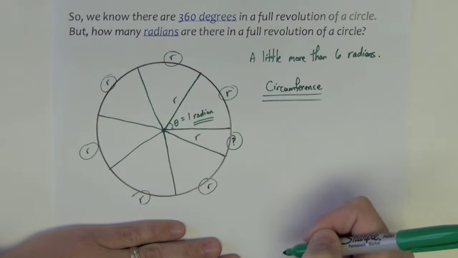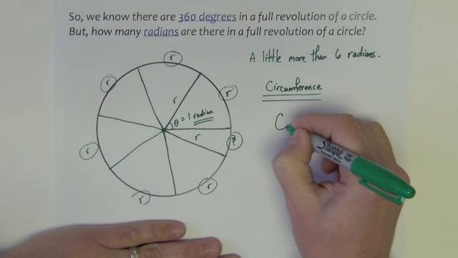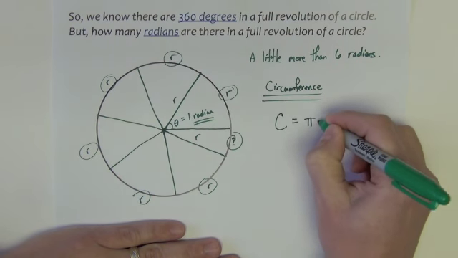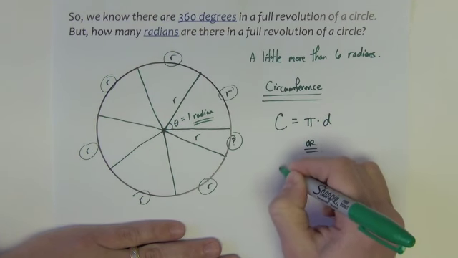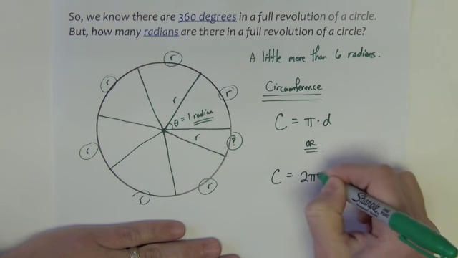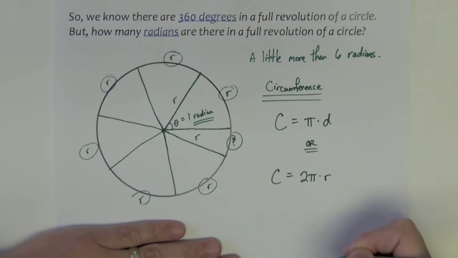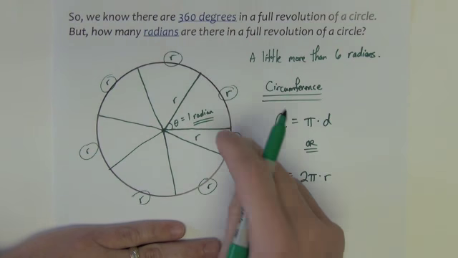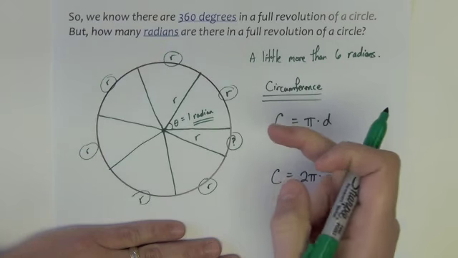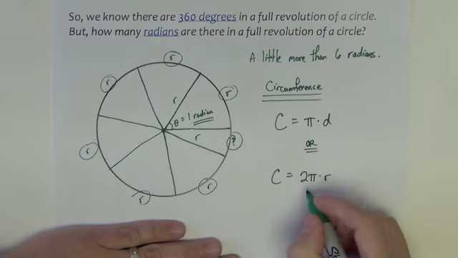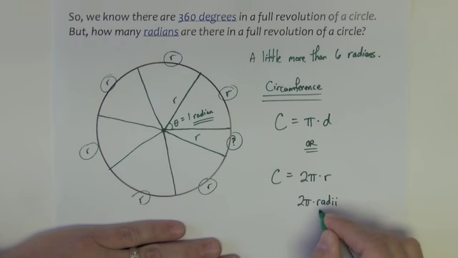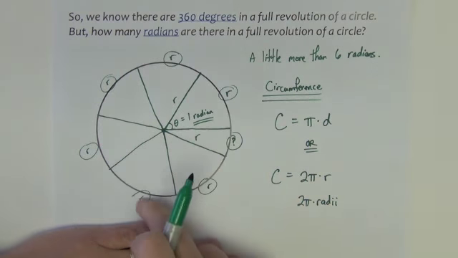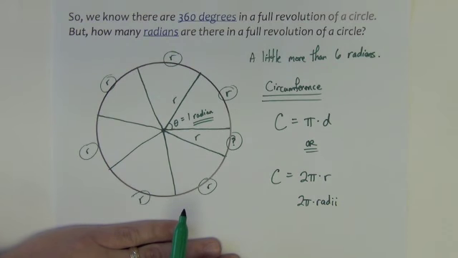We know from geometry what the circumference of a circle is. The circumference formula is equal to pi times the diameter, or better for us today, circumference is equal to 2 pi times the radius. Well, circumference is just arc length, and I want to know what the length of this arc is. The length of this arc is 2 pi radii length. 2 pi times whatever the radius is. There's 2 pi of these radius lengths around the circle.